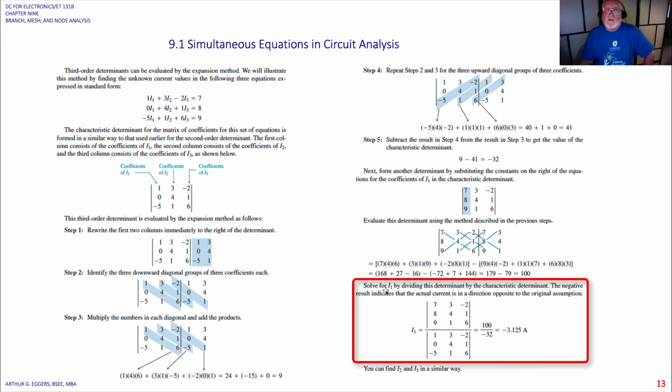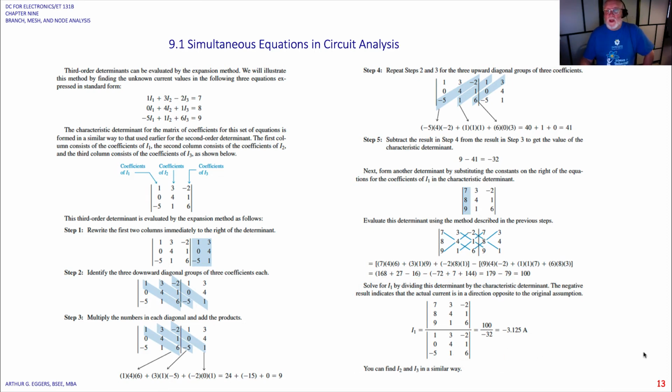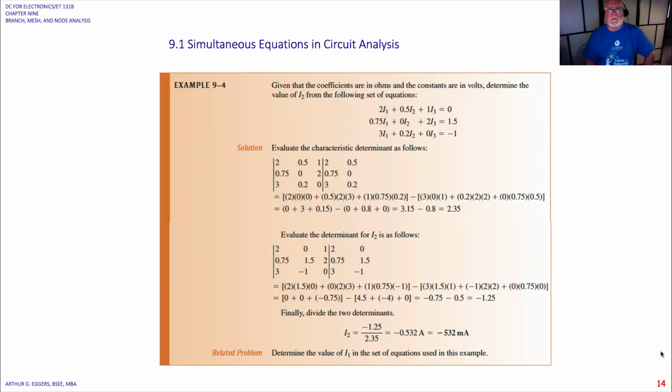So now, solving for current 1 by dividing the determinant by the characteristic determinant, the negative result indicates the actual current is in the direction opposite to the original assumption. So I take that minus 32, I divide it into 100, I get minus 3.125 amps. And so you would repeat this process then for current 2 and current 3. So it's not a difficult process, it's just time consuming and has multiple steps associated with it.